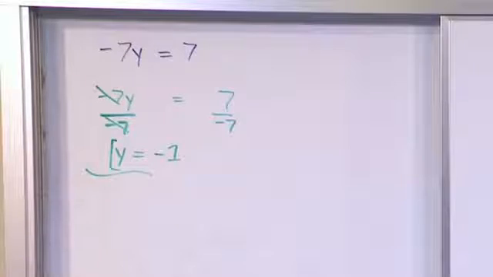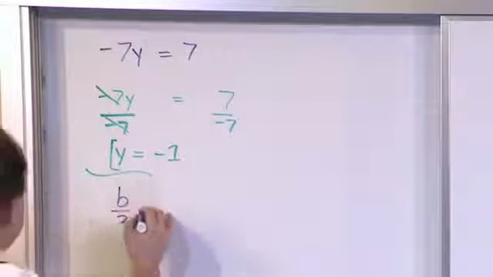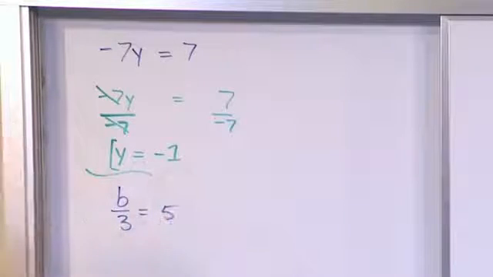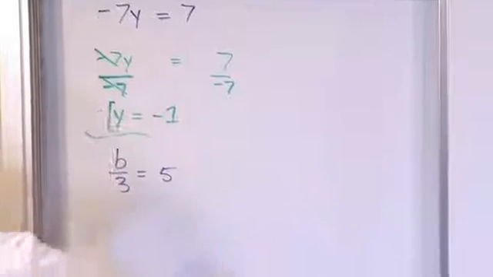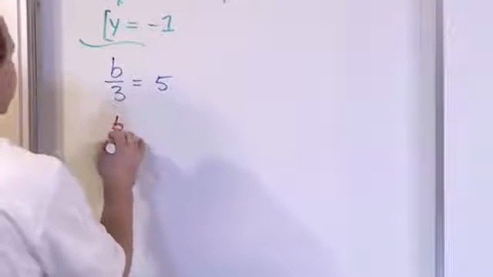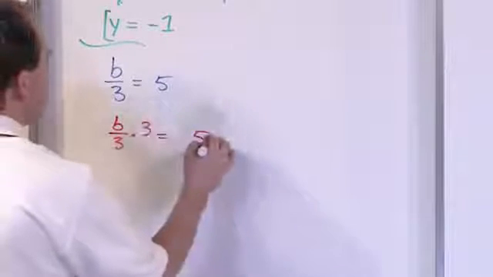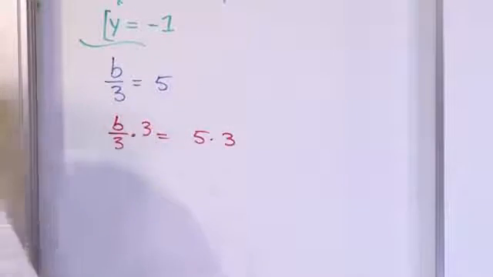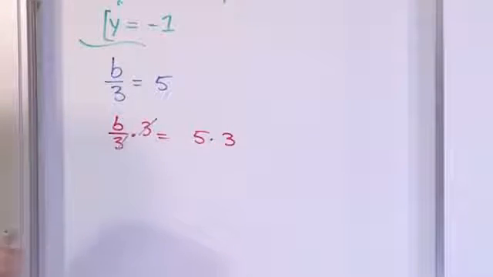And our final problem of this lesson is b over 3 is equal to 5. We want to get b by himself, so how are we going to do that? Well, let me rewrite this, b over 3 is equal to 5. What we're going to do is multiply by 3 on the left and on the right. And the reason we're going to do that is because this 3 is going to cancel with this one, because we have one on the top and the bottom.